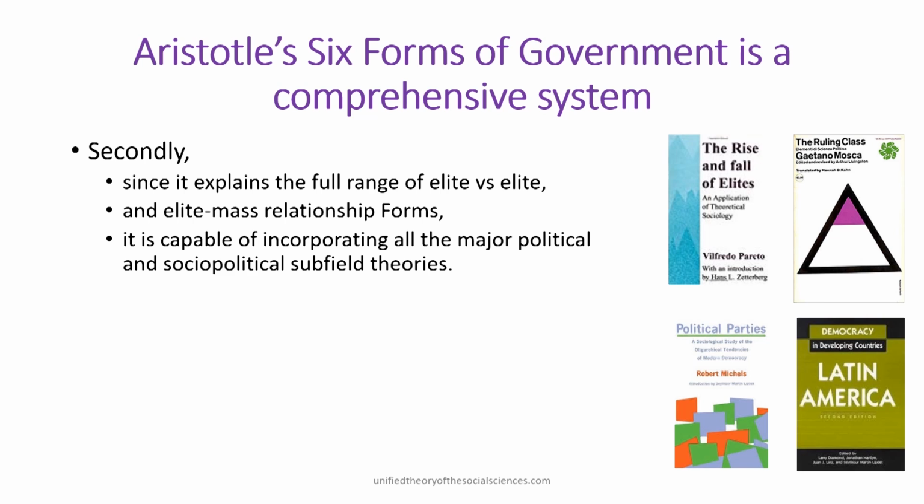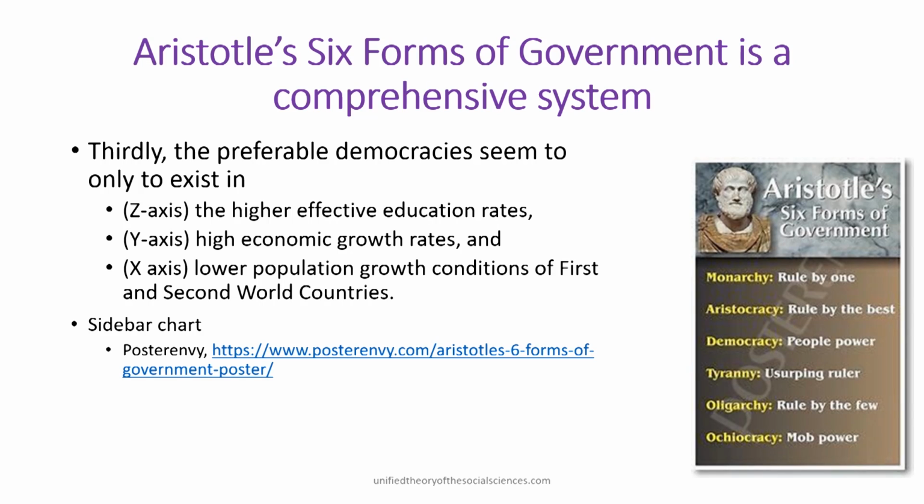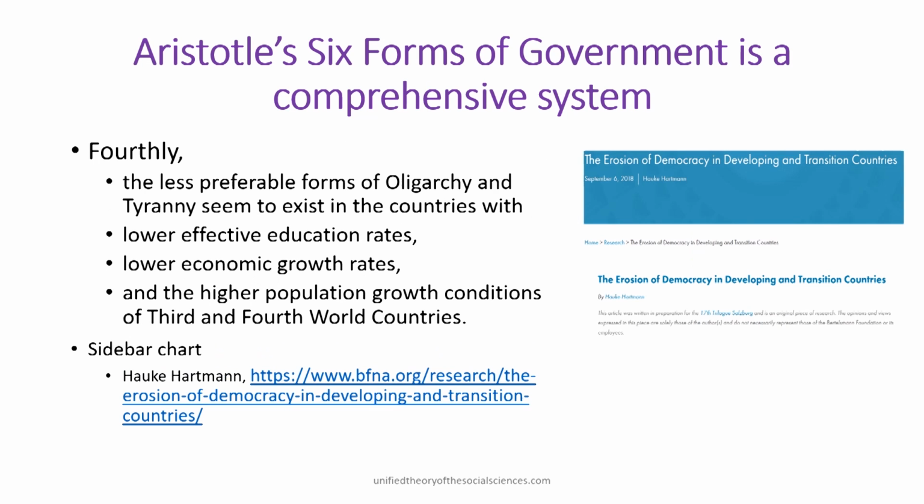Secondly, it explains the full range of elite versus elite and elite mass relationship forms, and is capable of incorporating all the major political and sociological subfield theories. Thirdly, the preferable democracies seem to only exist in the higher effective education rates of the z-axis, the higher economic growth rates of the y-axis, and the lower population growth conditions of first and second world countries in the x-axis.